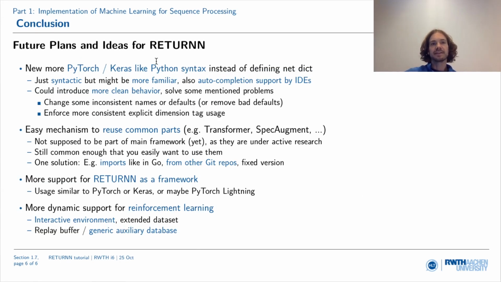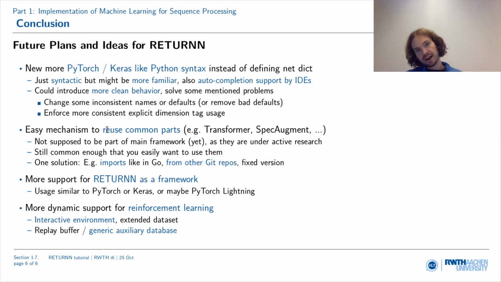So some future plans and ideas: first, some new syntax I have in mind to introduce, more like PyTorch or Keras, instead of defining this dictionary. This is just syntactic after all, but it would maybe be more familiar, and also you can have your IDE used for auto-completion. And that way you define a new kind of interface to defining a model, and by that you can introduce more clean behavior. You can clean up a bit of the messiness which we have.